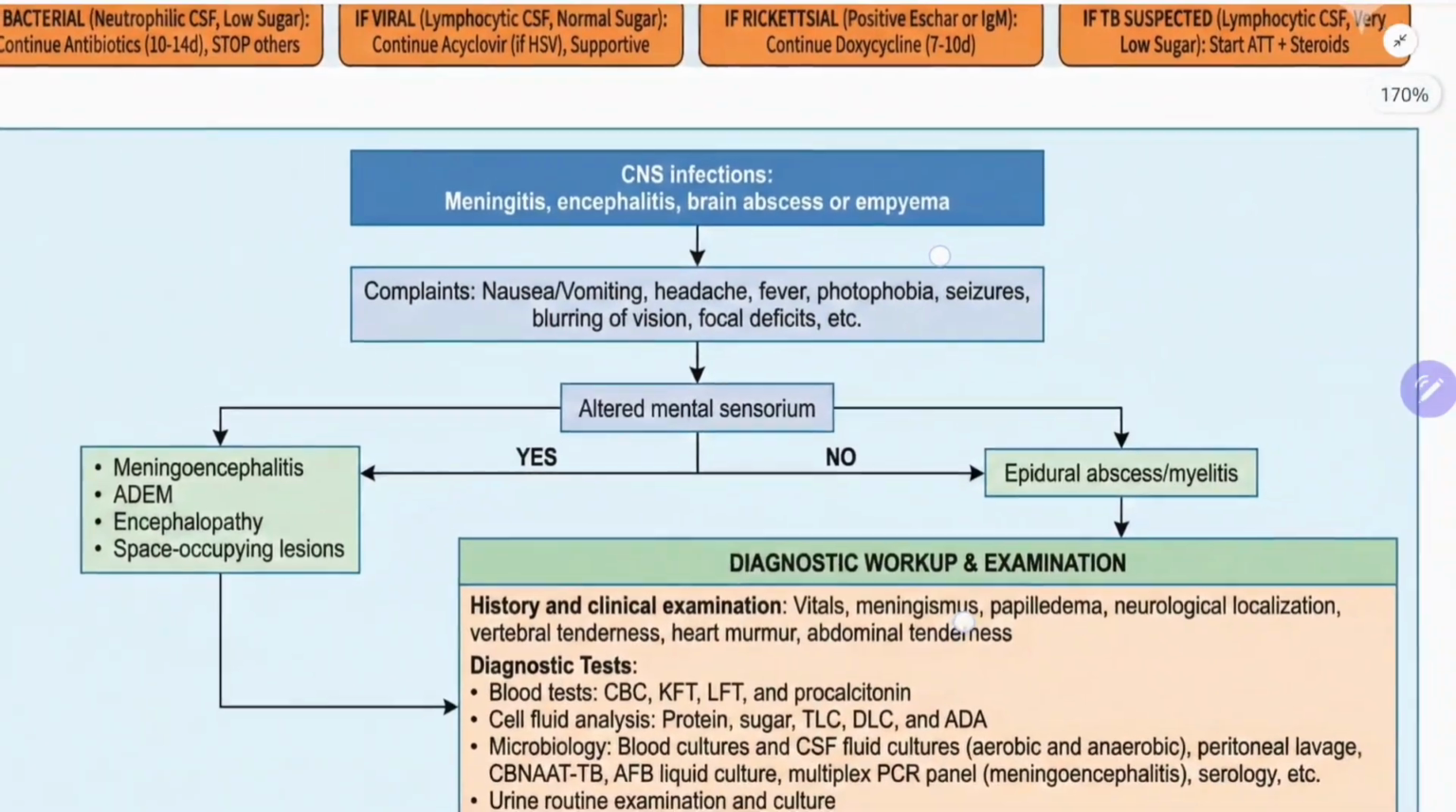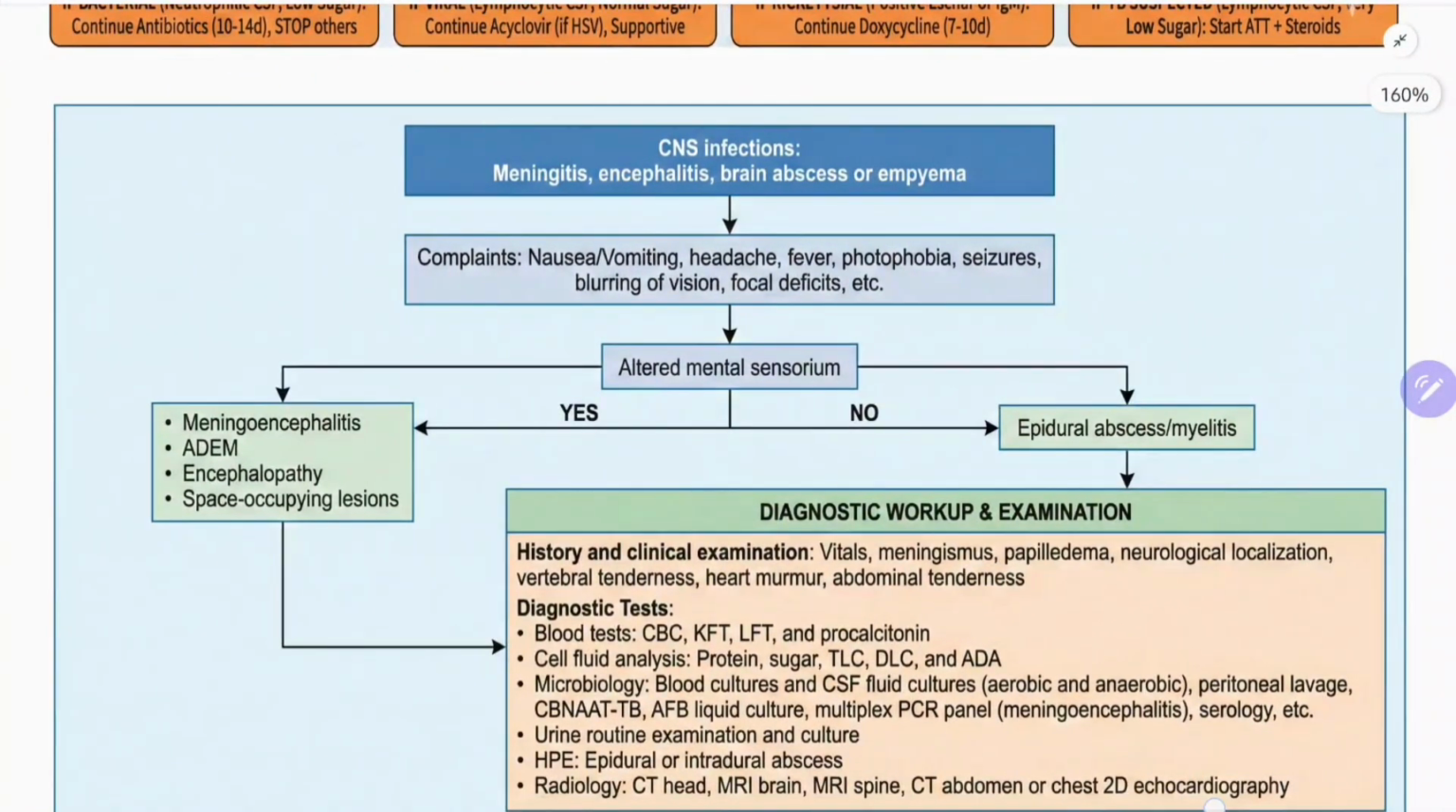So this is one more table from the API Textbook of Medicine. CNS infections include meningitis, encephalitis, brain abscess, and empyema. Okay, meaning CNS presentations from these things. Complaints include nausea and vomiting, very important. Headache with nausea and vomiting, fever, photophobia, seizures, blurring of vision, focal deficits.